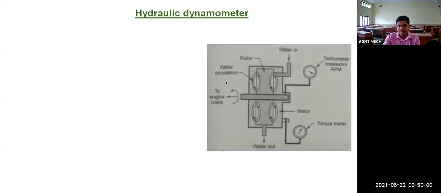Now the third type of dynamometer is the hydraulic dynamometer. This is the last type of absorption type dynamometer. This is the diagram of a hydraulic dynamometer. What is there? I will tell you. Normally they didn't ask this question regarding the hydraulic dynamometer. But in case they ask, you should be prepared.